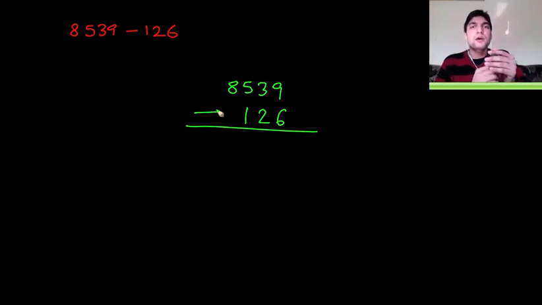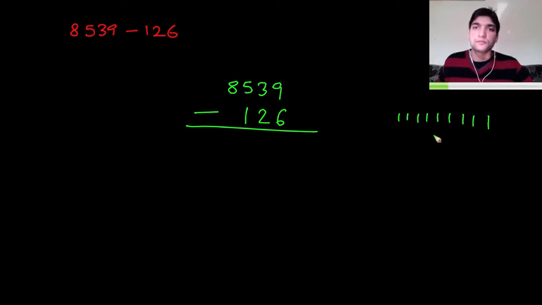So 9 minus 6, everybody knows it is 3, right? Or you can simply draw 9 lines and remove 6 lines out of that, you will get that, like this. 1, 2, 3, 4, 5, 6, 7, 8, 9. So remove 6 lines, 1, 2, 3, 4, 5, 6. You are left with these 3 lines, so 3 is your answer. 9 minus 6 is always 3.